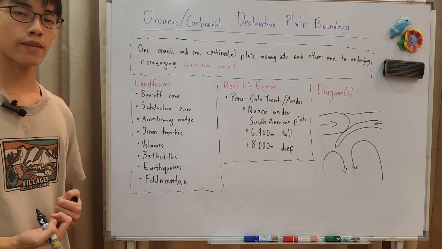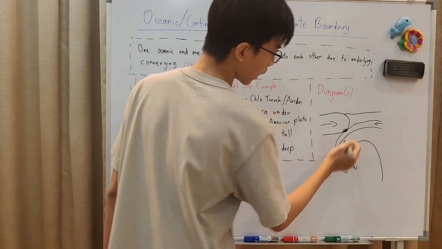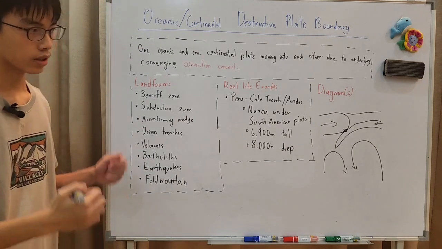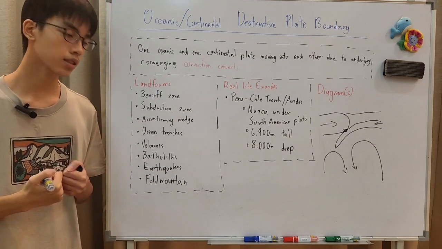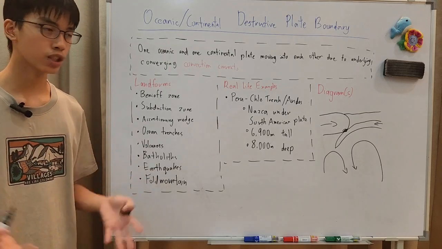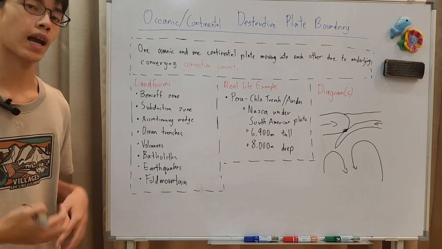Now let's move on to our landforms. So our Benioff zone is over here. It is the area or the zone of deep earthquake foci, because it's the point of collision between the two plates. So that's where your pressure is built up, where it's getting all the tension and where it's releasing all the tension, and therefore your earthquakes are happening.